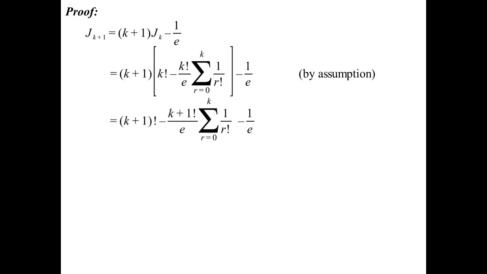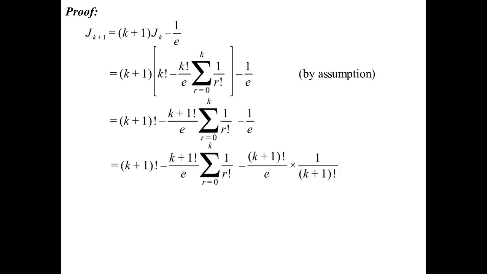Well, the first bit's nice. K plus 1 times k factorial is k plus 1 factorial. I've got that bit. It's now this sum that I have to create. So I've got the sum going from 0 to k times that k plus 1 factorial on e, but then I've also got this standalone term minus 1 on e, which somehow I've got to get into that, and we will create what we want.